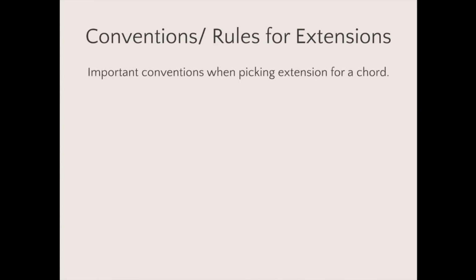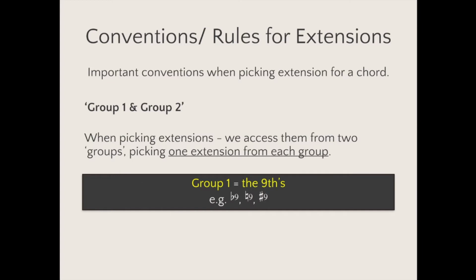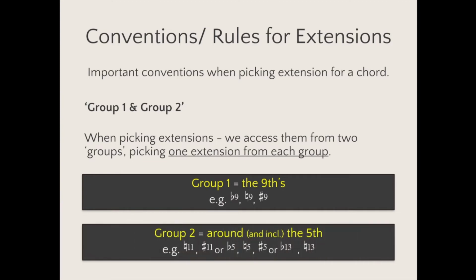There are a couple of important conventions when picking an extension for a chord. The first is the Group 1 and Group 2 convention. When picking extensions, we access them from 2 groups, picking 1 extension from each group. Group 1 is the 9ths. So we pick an extension from the 9ths, which could be flat 9, natural 9 or sharp 9. The other group, which we also pick another extension from, is around and including the fifth. So obviously the fifth, but you have the 11, the sharp 11, which is the same as the flat 5, the 5, the sharp 5, which is the same as the flat 13, or natural 13.